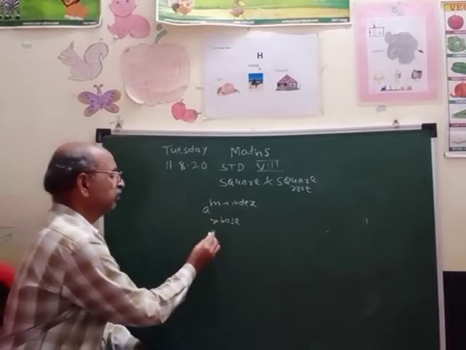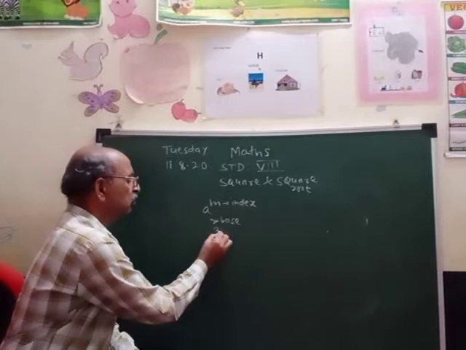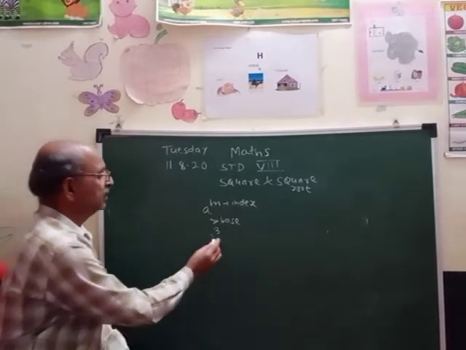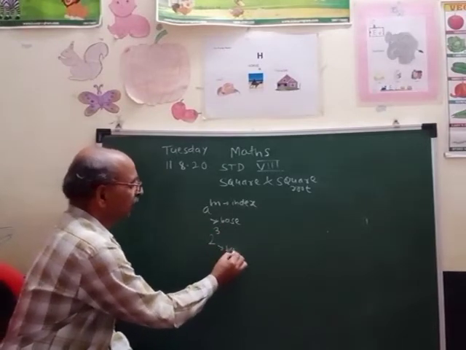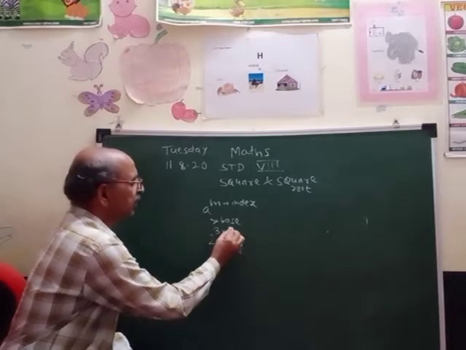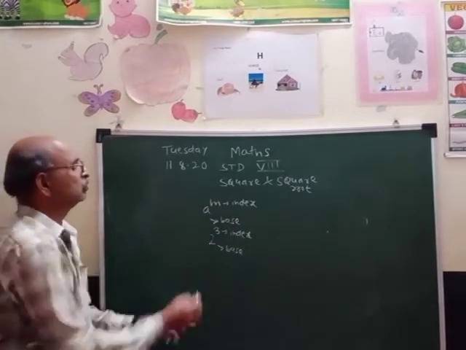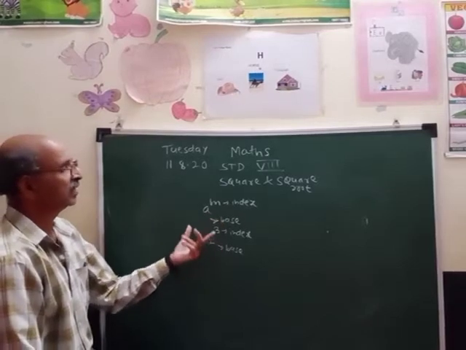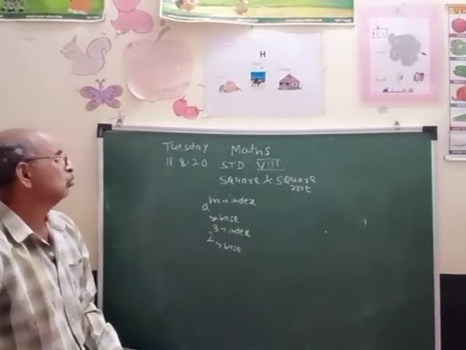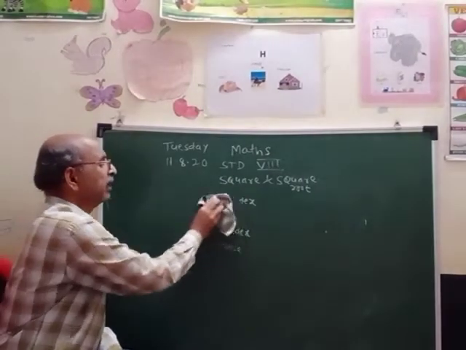Like that, when we write 2 raised to 3, 2 is the base and 3 is the index. So these two terms you know: what is base and what is index. Now we will see what is square.